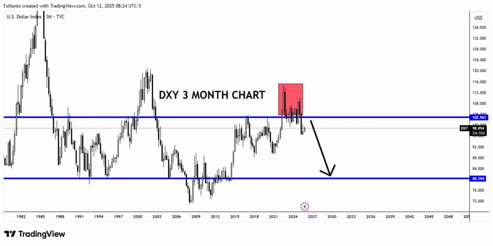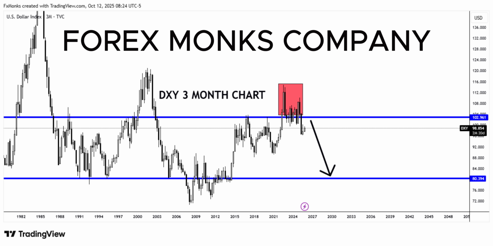To summarize, DXY has been ranging between 80 and 103 since 1987. Every false breakout below has led to bullish reversals back to resistance. Every breakout above has eventually failed, leading to sharp drops. Right now, we've seen another false breakout above, and history suggests we're heading lower toward the range support again. This is powerful context for anyone trading USD pairs, commodities, or risk assets.